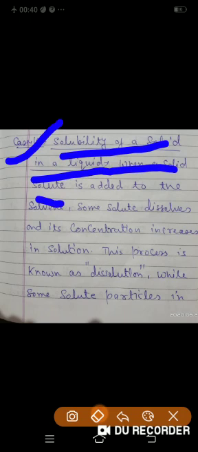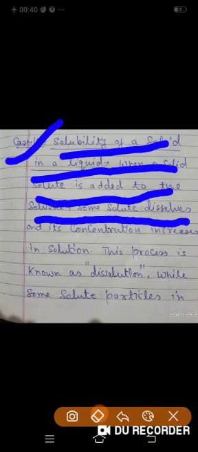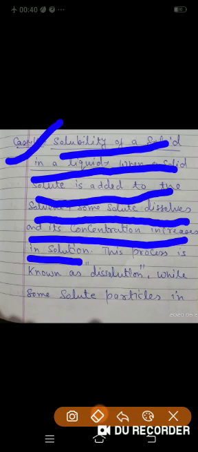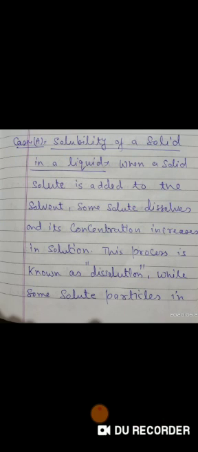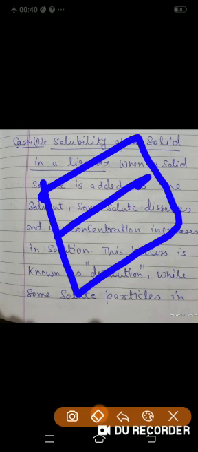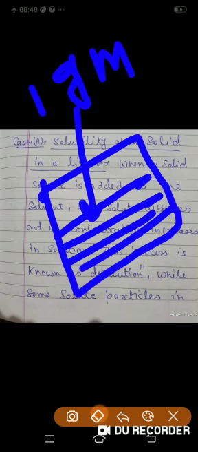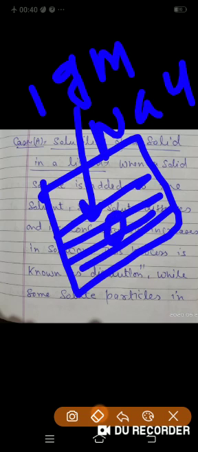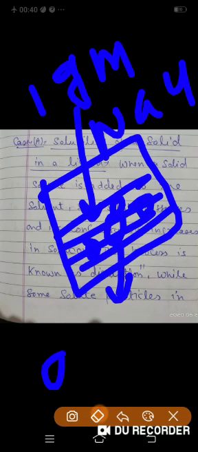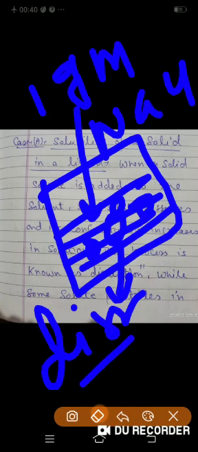When a solid solute is added to the solvent, some solute dissolves and its concentration increases in solution. This process is known as dissolution. For example, I am going to explain by the diagram. Suppose there is water free from any solute, and I start by adding 1 gram of NaCl. So this NaCl will go and dissolve. This dissolving process is known as dissolution.